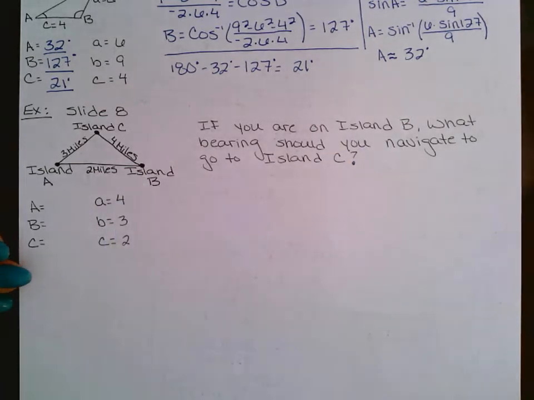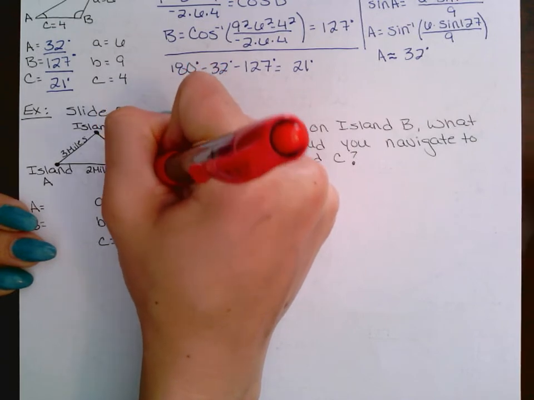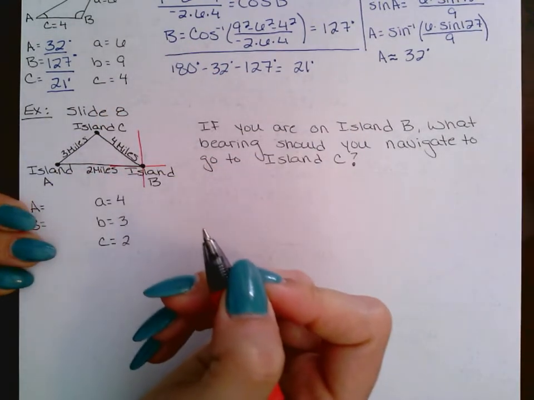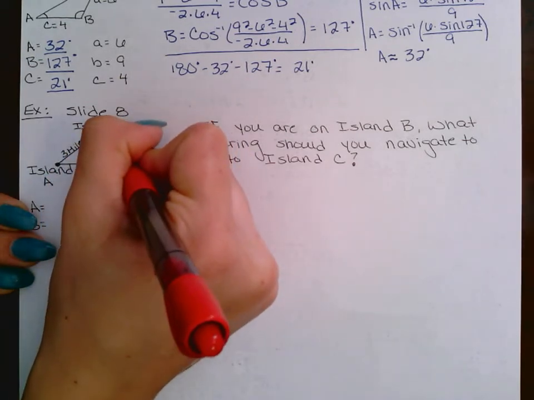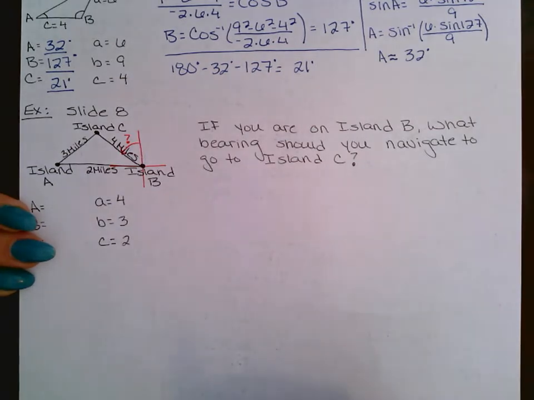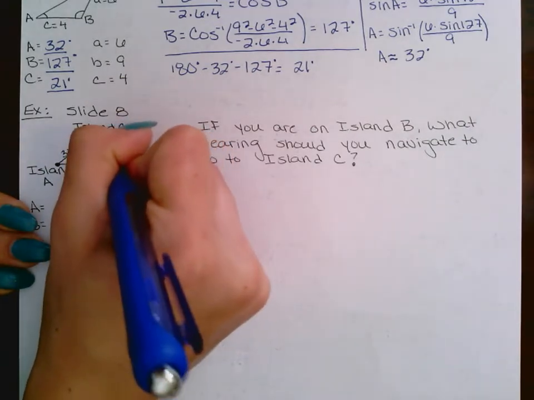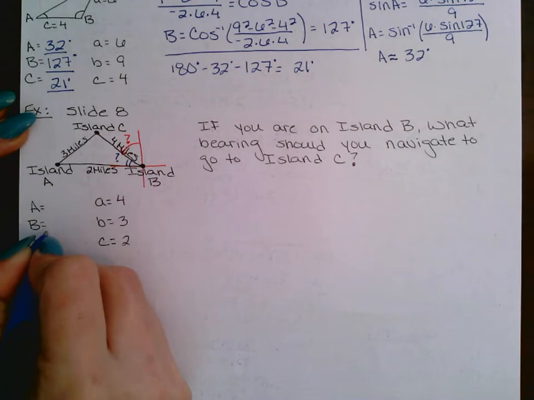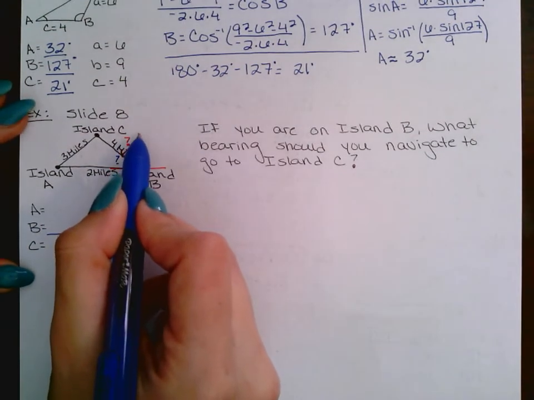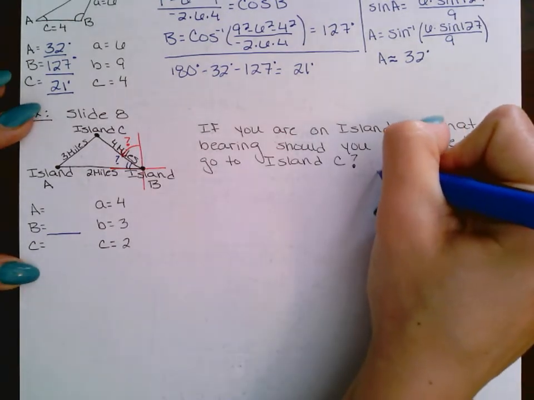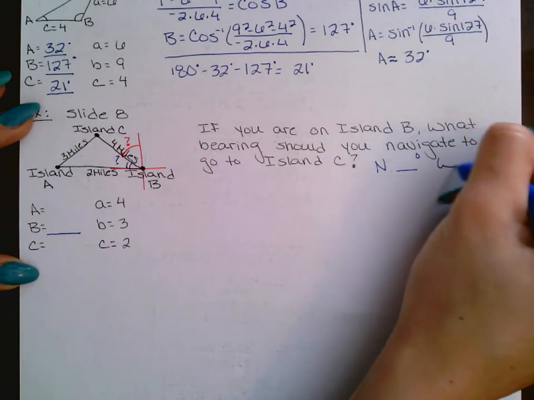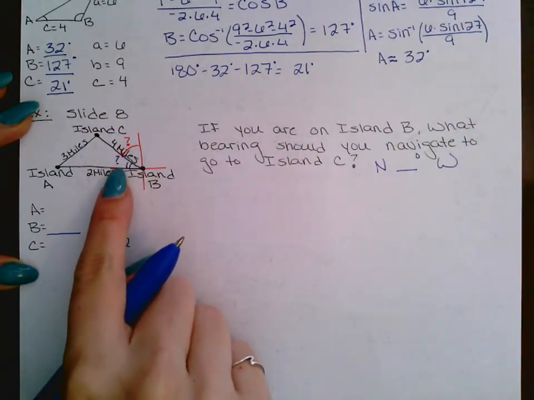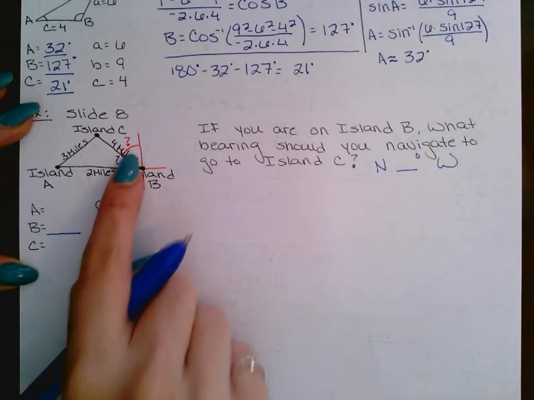Okay, now the question says, if you are on island B, right here, what bearings should you navigate to go to island C? Well, remember that bearings start from north or south and shoot out towards east or west. So if I want a bearing, what I want to know is this angle. And in order to know that angle, I have to be able to solve for angle B. Okay? So angle B is going to help me find my bearing, which is going to go north to west. So far I know it's going to go north some degrees to west. My job is to find that degrees. And if I find this angle B, I can subtract it from 90 to find out what my bearing is.